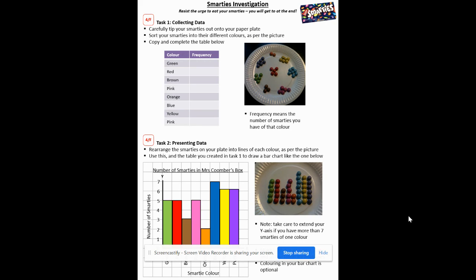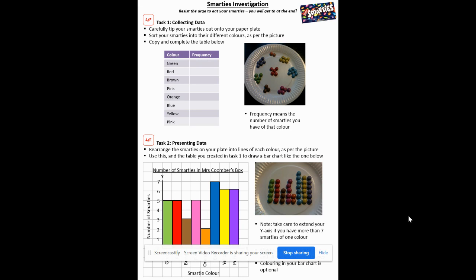Okay, so what I want you to do is make me a frequency table. Write down the colours that are in your packet and just put your sweets onto a paper plate or a plate or something, just so they don't get dirty. You can eat them after. And then make yourself a tally chart and count out how many of each sweet you've got. Okay, and that is task one, lesson one.